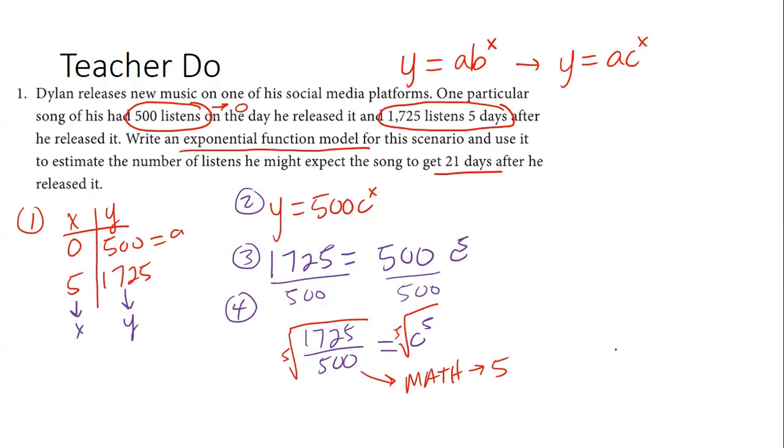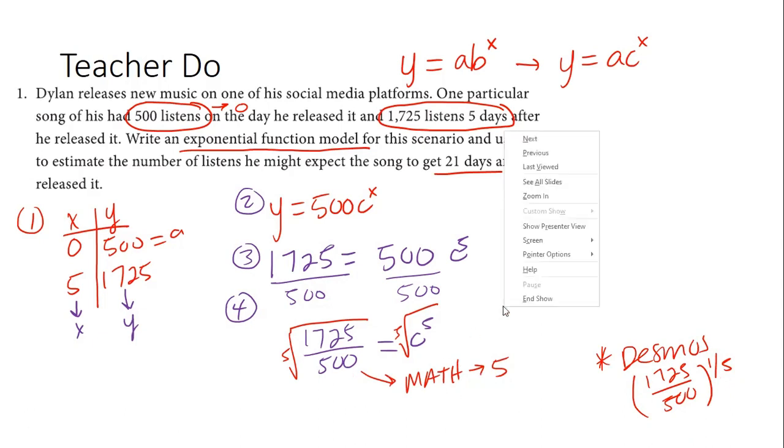Okay. If you're on Desmos, you cannot type this in. So if you choose to do this on Desmos, you have to write it as a fractional power. So in Desmos, it would be 1725 over 500, and it would be to the 1/5 power. Okay. So on Desmos, you have to write it as a fractional power. We got that? But in our calculator, we're pressing math 5.